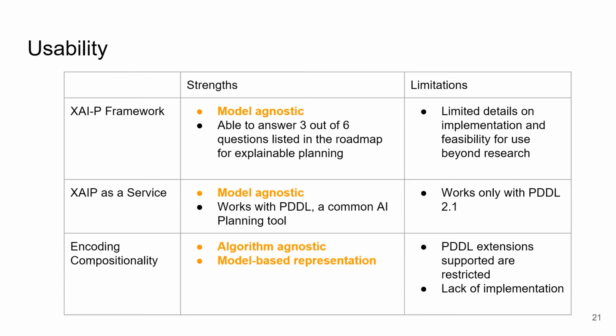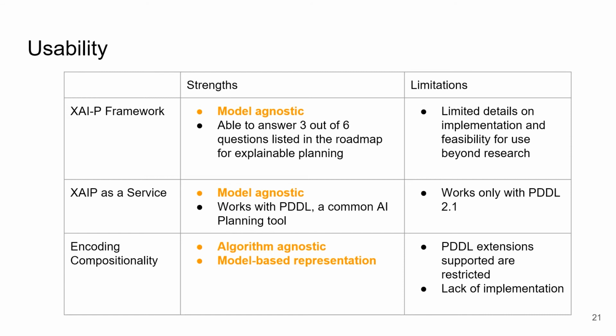The XAIP framework is model agnostic, and it allows users to meaningfully interact with any planner to elicit the explanations that users could want with the generated plan. Granted that it is a paper focusing on methodology, details on its implementation are rather brief, which means that more work is required before it is usable beyond the research community to show its feasibility.